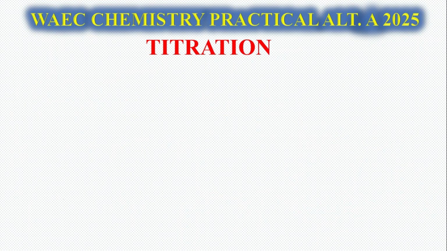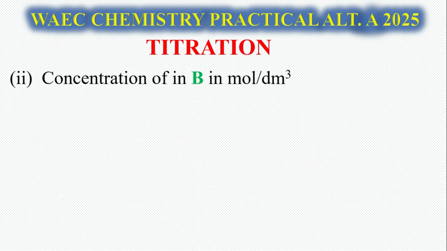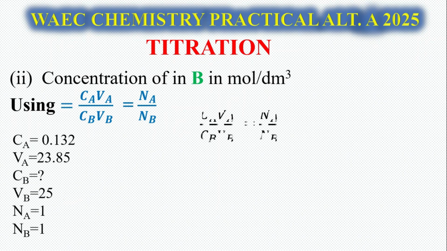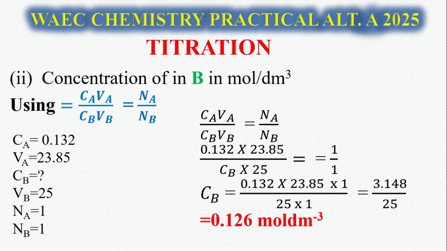So, question number 2 quickly. Question number 2 is the concentration of B in mole per dm³. Here we are going to be using CAVA, and when we use CAVA, we look at our parameters quickly, then we substitute the respective values inside the formula and make CB the subject of the formula. Then we have our concentration of B to be 0.126 mole per dm³.